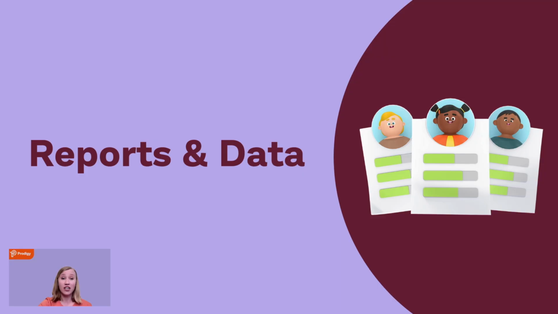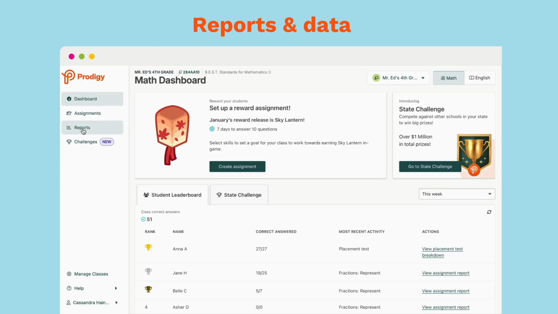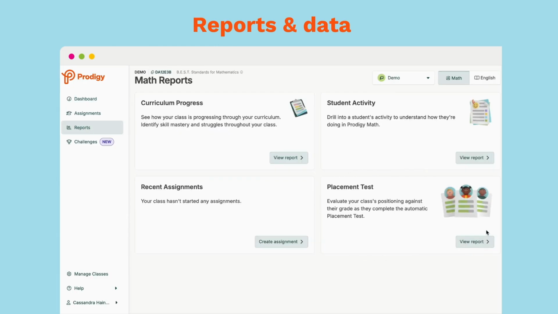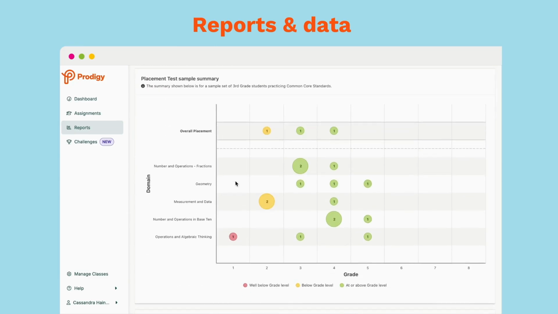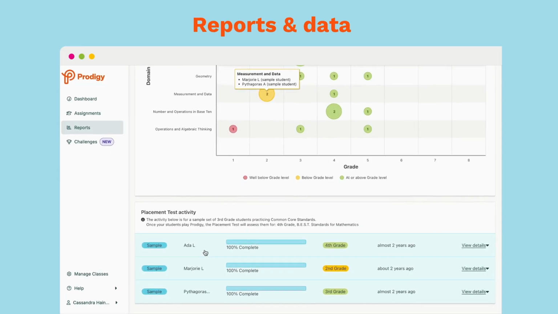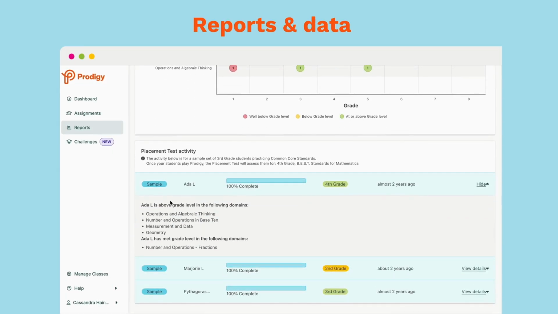You'll want to make sure you're checking your reports often so that you can modify your instruction as needed. Prodigy's reports update in real time. The placement test report summarizes your class's performance on the placement test. Prodigy shows the overall placement for your students, as well as their placement for each domain. You can view their progress, grade placement, and a list of skills that are above, on, and below grade level.